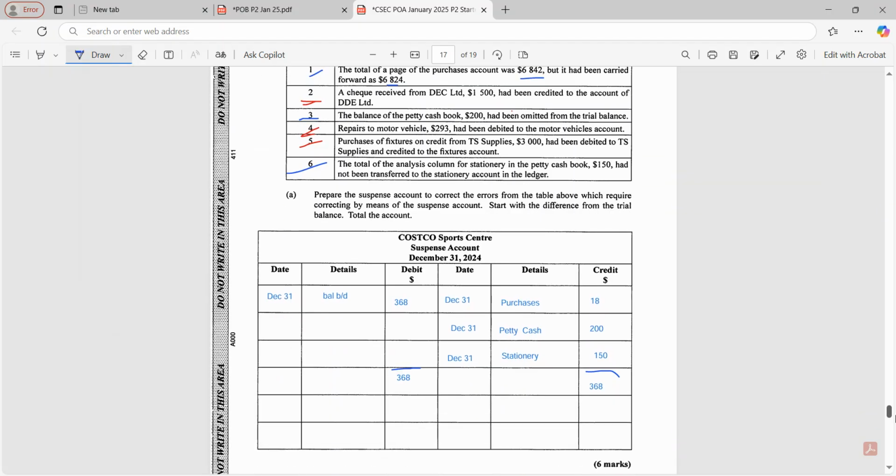All right, so normally you would debit stationery, right? Because stationery is either an expense or, yeah, this seems to be an expense in this case. And you would credit the suspense account. So you get stationery as the details because that's where you're going to find the debit entry. And it's December 31st, 150.